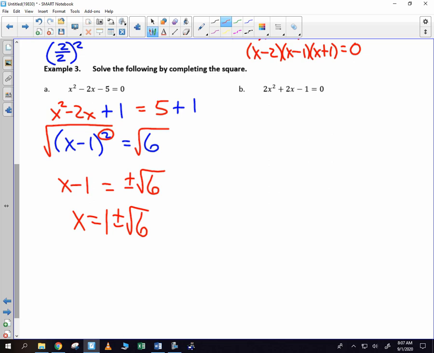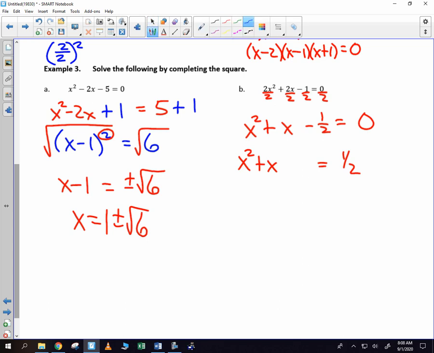In the next situation, you can see you have a 2 in front. We can deal with this very simply by dividing through by 2. That works out very nicely because 0 divided by 2 is 0. I can move the 1/2 over. x squared plus x is equal to 1/2 by adding that over.